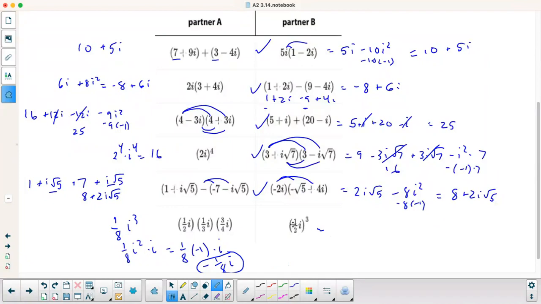Over here, I get 1/2 cubed, i cubed. This is going to be 1/8. And I guess I kind of already did it over here. It's going to be -1 times i. So I'm just going to make it -1 times i. There we go. They match up.